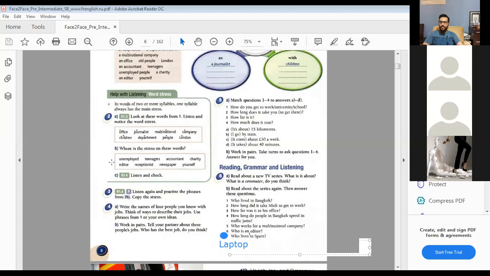Editor. Which one is stressed? Is it 2 or 3 syllables? I think 3, there's one in the middle. Yes, I'm sure. It's three syllables. So we have editor, and the first one is stressed.